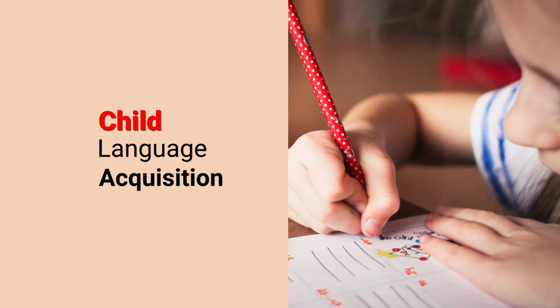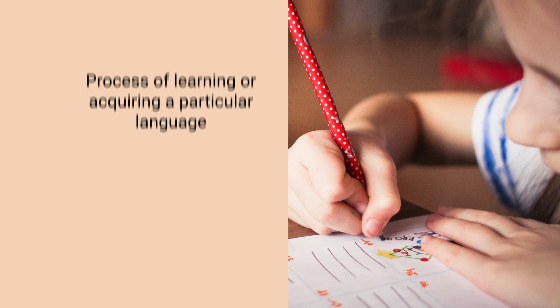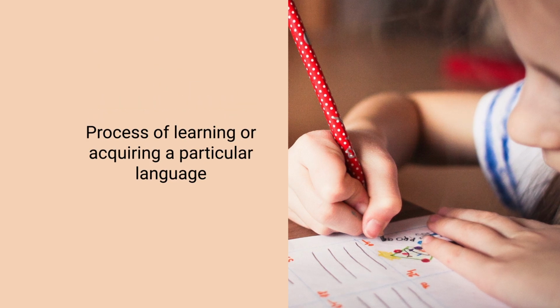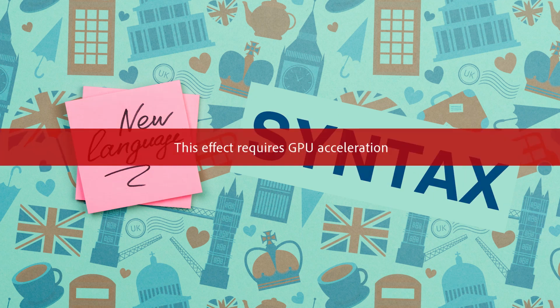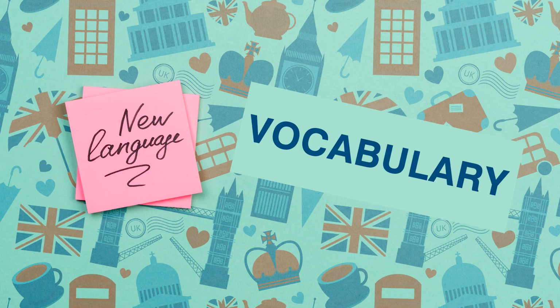Child language acquisition, or first language acquisition, refers to the process of learning or acquiring a particular language. Acquisition refers to a language being learned naturally as a part of a natural process. On the contrary, learning a language refers to a conscious effort being made to learn a specific language and is seen as an instructional process which is learned by learning its grammar, syntax, pronunciation, or vocabulary.